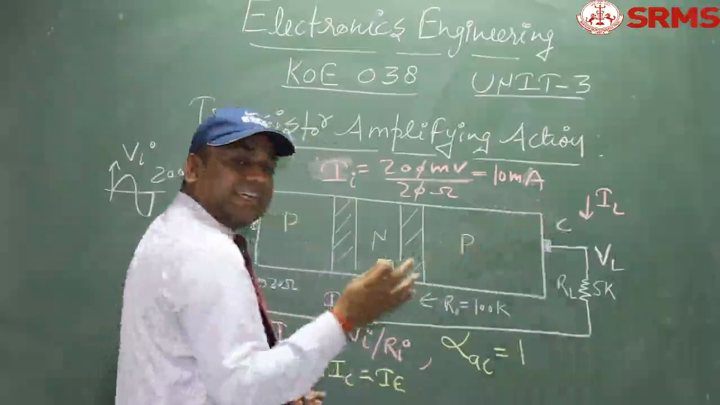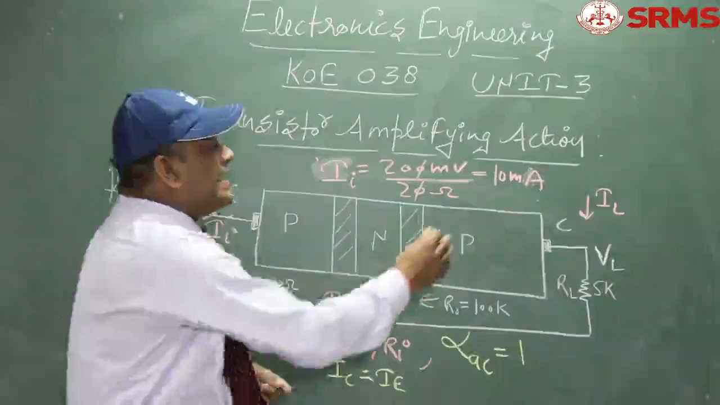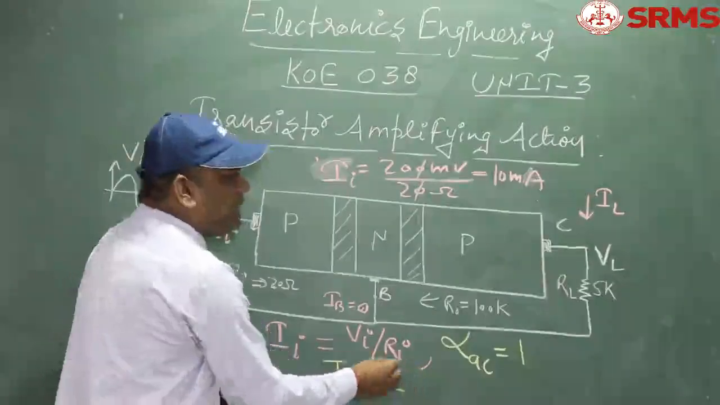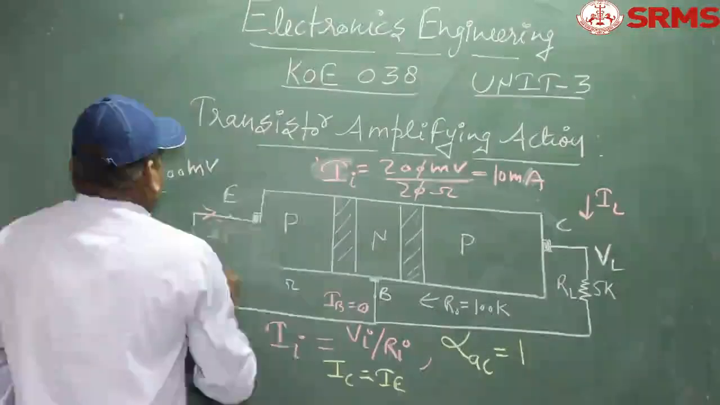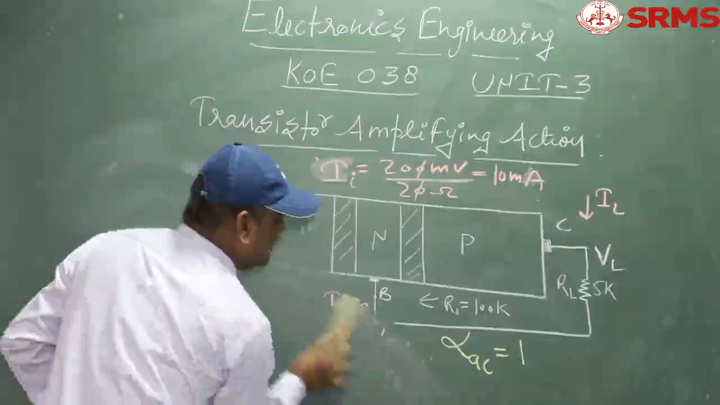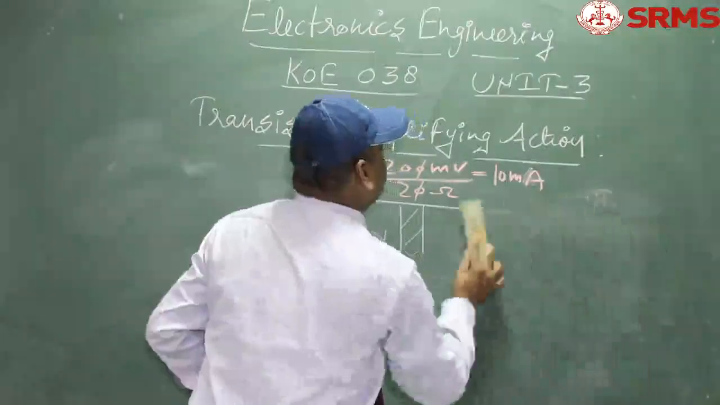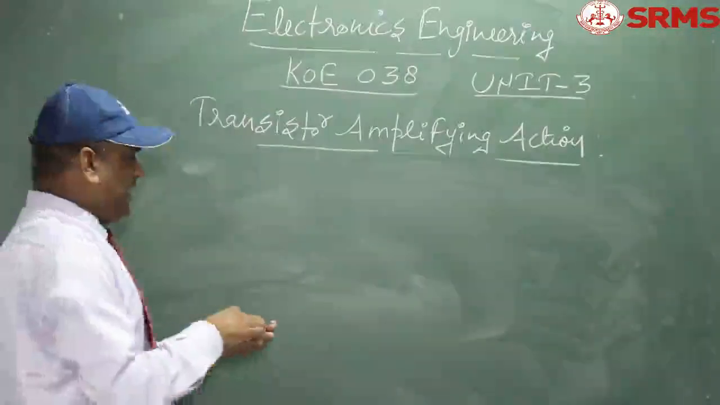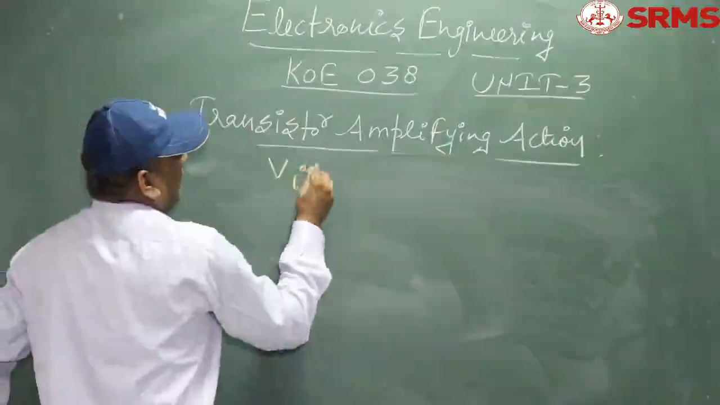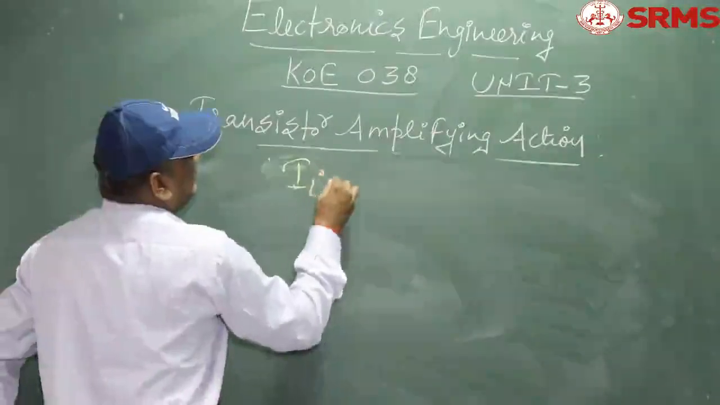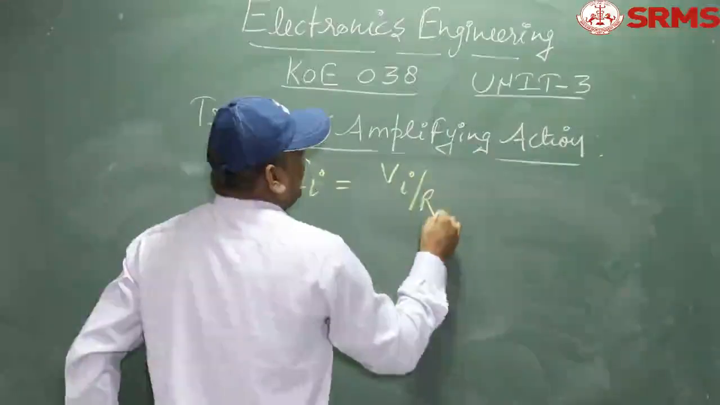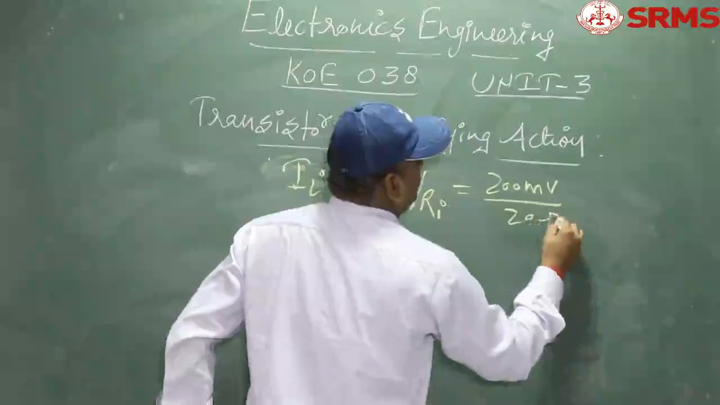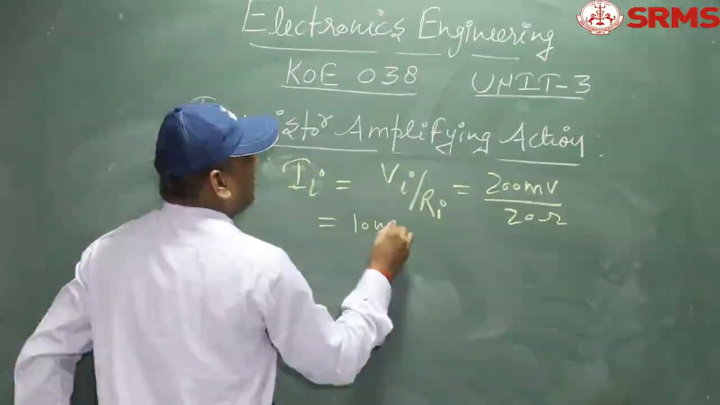That means the current which is flowing through the collector terminal is equal to the current which is flowing through the emitter terminal. That means IC is approximately equal to IE. Let me remove this circuit so that you can better understand the mathematical analysis. So the value of input current, that means II, is equal to VI divided by RI, 200 millivolt divided by 20 ohm, and this current is equal to 10 milliampere.